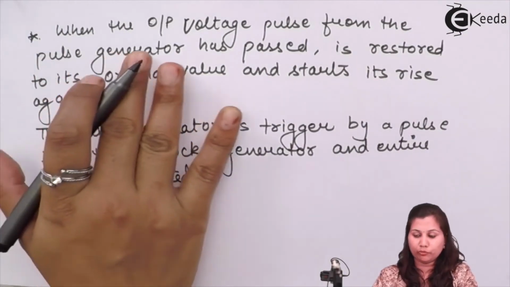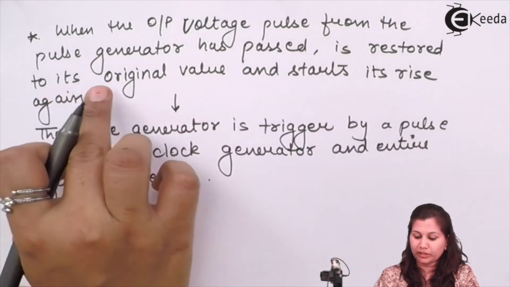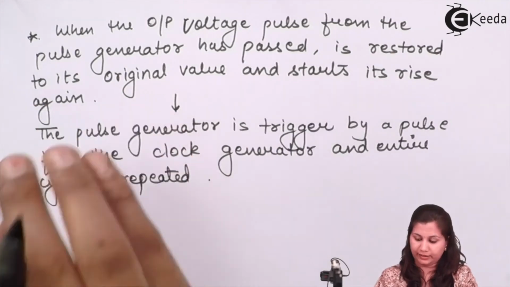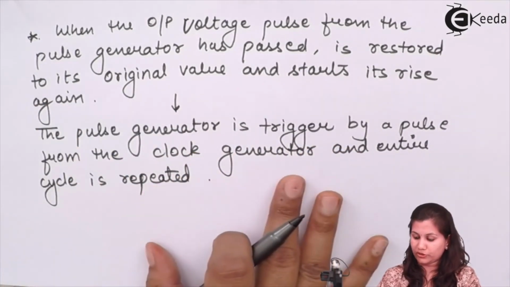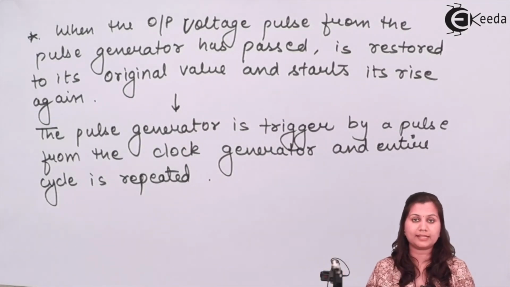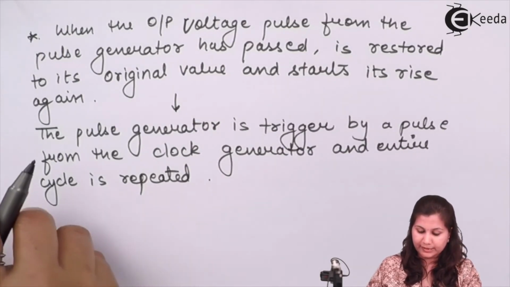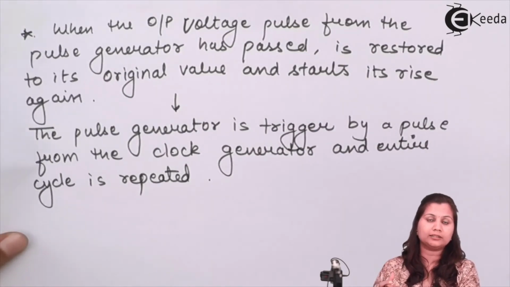So when the output voltage pulse from the pulse generator has passed, it is going to be restored to its original value, and it starts rising again. Now the pulse generator is then triggered by a pulse from the clock oscillator, and the entire cycle of the generation of the rectangular pulse will be repeated again. So in this way, the cycle is repeated, and whatever the input voltage is, according to that, the output pulses from the pulse generator will be generated.